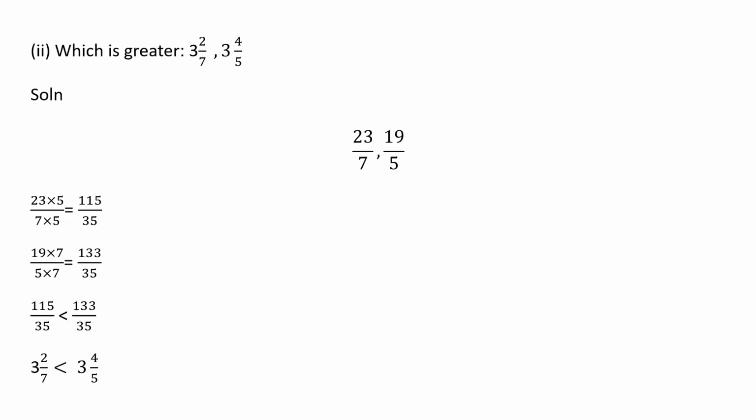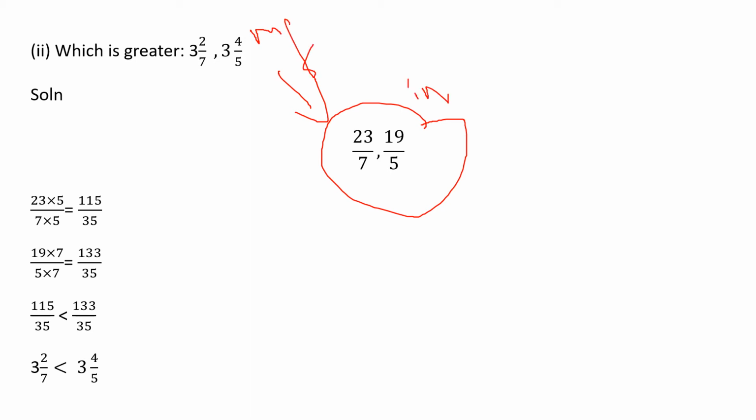Now, next problem. Here also which is greater. But it is given in which form? 3, 2 by 7 and 3, 4 by 5. So how are we writing this term? Do you remember? This is a mixed fraction, right? 3, 2 by 7 is a mixed fraction. So we want to make it into an improper fraction, right?